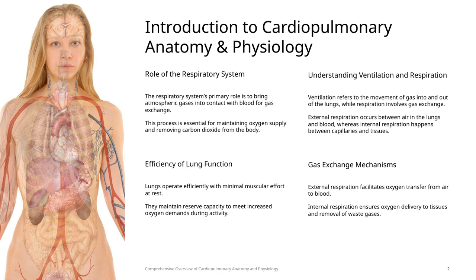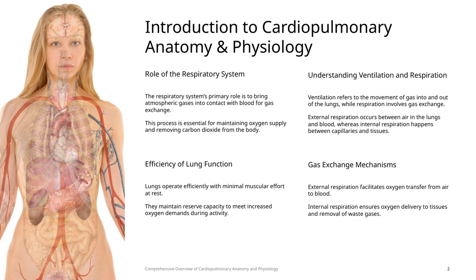When we talk about ventilation, we're referring to the movement of air into and out of the lungs. Respiration, on the other hand, involves the actual exchange of gases. External respiration happens between the air in our lungs and the blood, while internal respiration takes place at the tissue level, between the capillaries and our body's cells. Understanding these processes helps us see how efficiently our lungs work.